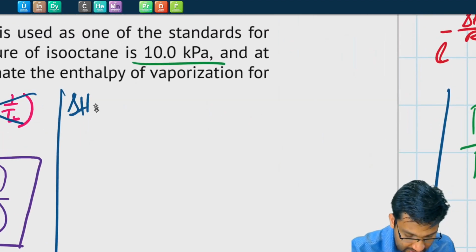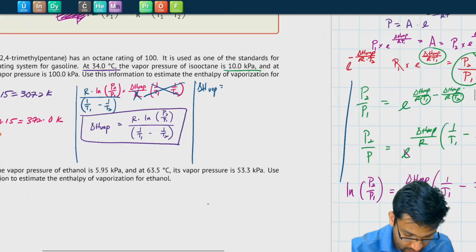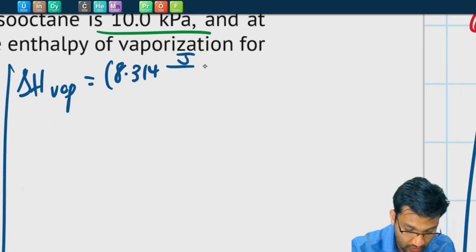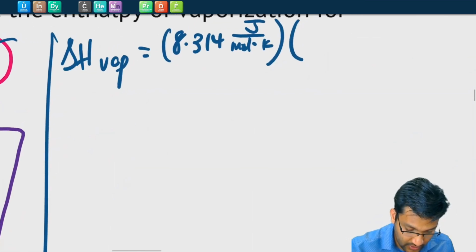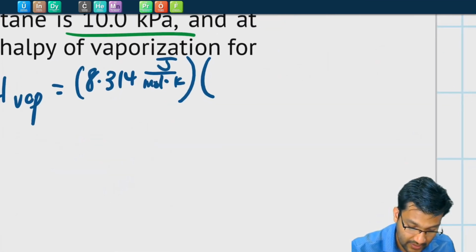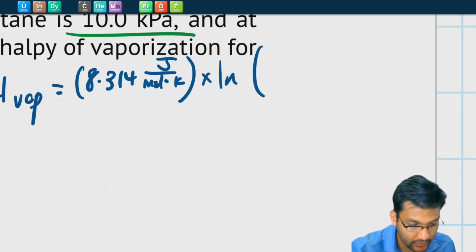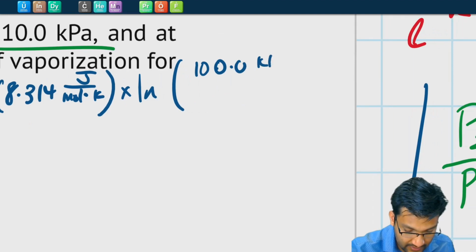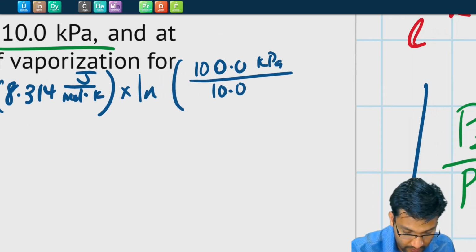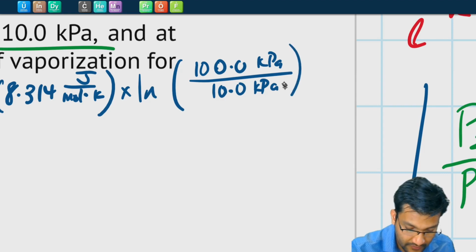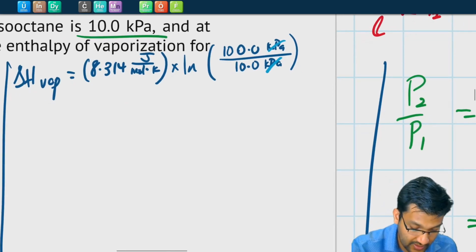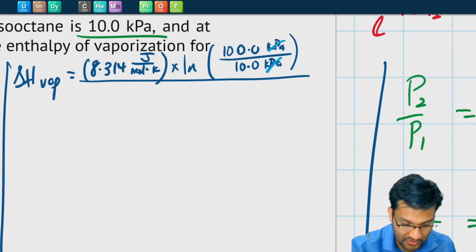All right, the heat of vaporization is equal to R. R we know should be 8.314 joules over moles times Kelvin. Then we're doing the natural log. So this is all multiplied by the natural log of P2, which happens to be 100.0 kilopascals over P1, which is 10.0 kilopascals. Of course, as I mentioned, the kilopascals will cancel out. So we're taking the natural log of a unitless quantity, as you always should, at least in this course.